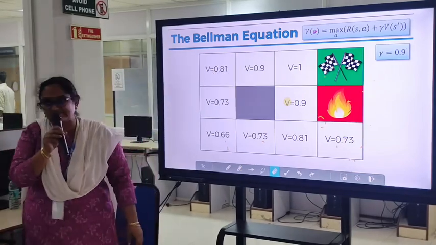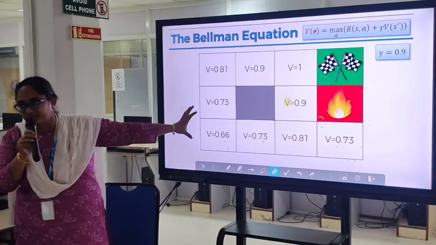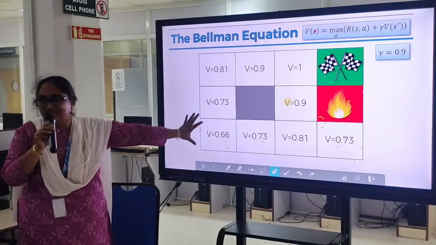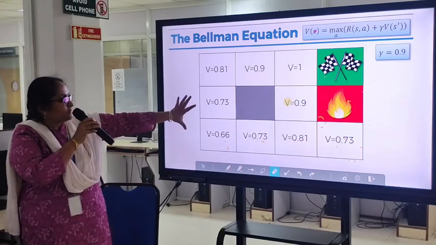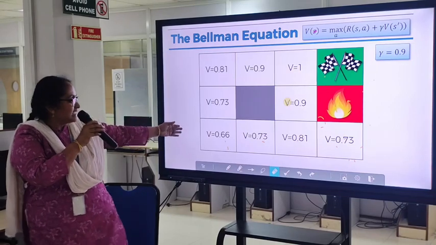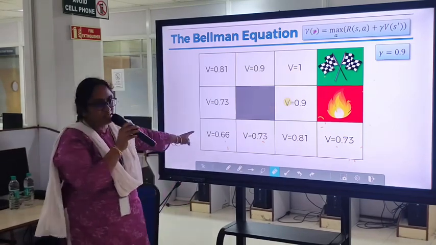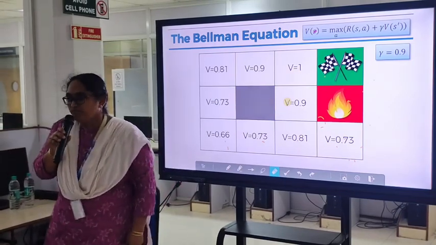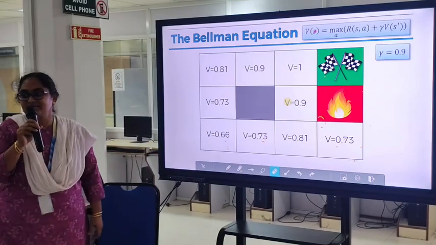Okay, I'll tell you each of these terms, but let me take some time to look at this puzzle, right? This is also a puzzle. Okay, I'll tell you what these numbers are. These are nothing but the values. Okay, these are all the values.